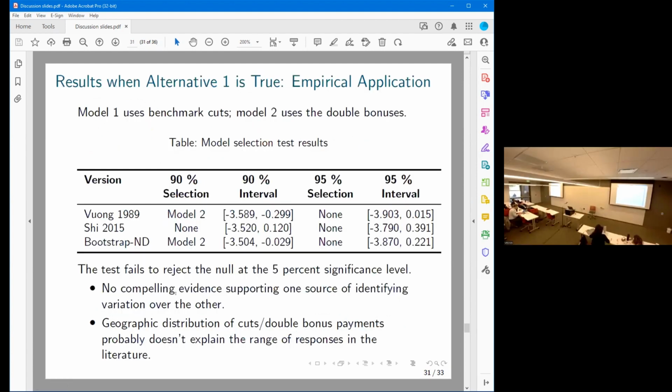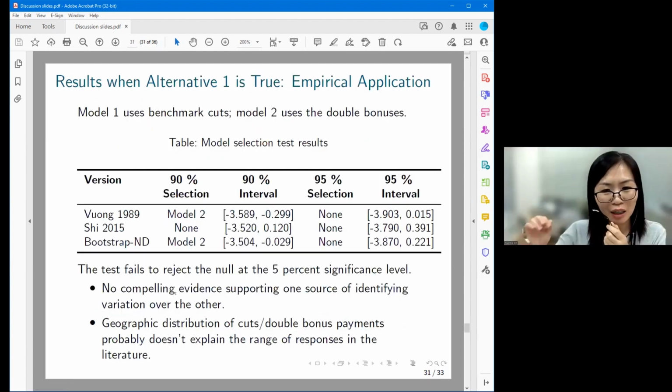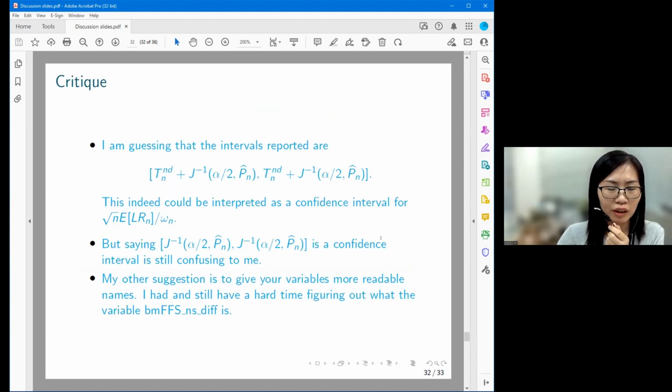All right, so this is the empirical application. I really am not an expert, so I didn't show much of it. The conclusion is that the model selection test does not draw a conclusion of which model is better. I will not comment on that because I don't know the context.